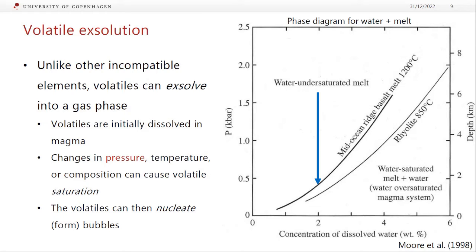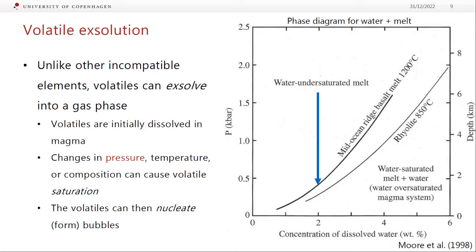And this can happen both through fractional crystallization, where we just increase the volatile content until we hit volatile saturation, or changes in pressure, temperature, or magma composition can change the level at which the volatiles start to emerge into a gas. So once volatiles exsolve, they nucleate, which just means they start to grow bubbles.